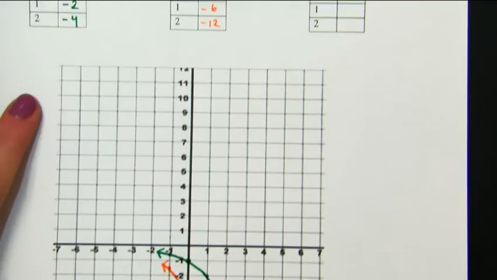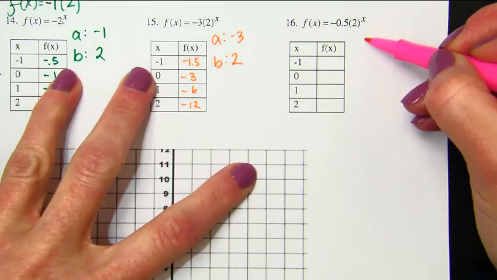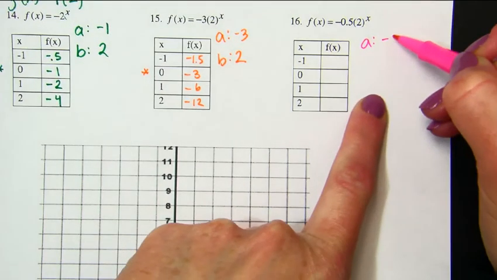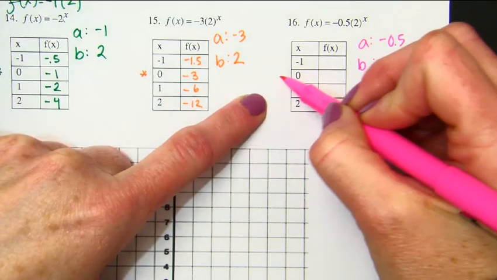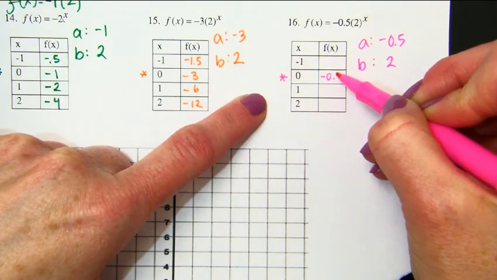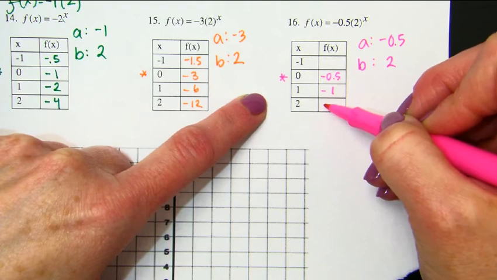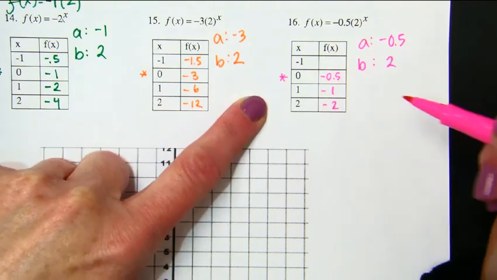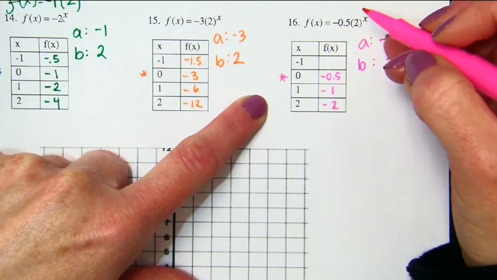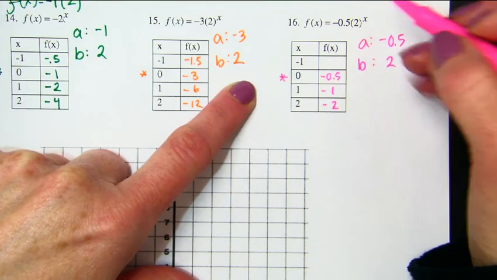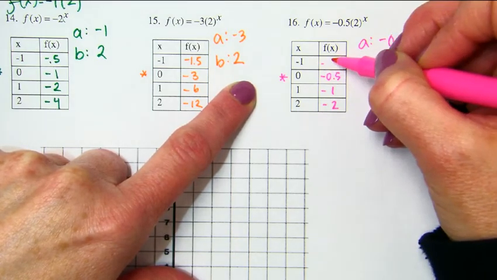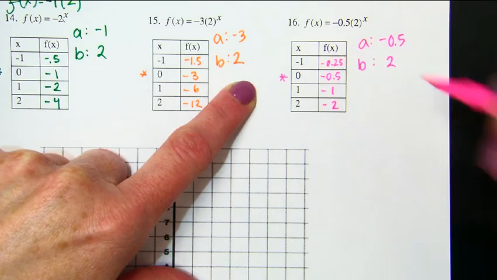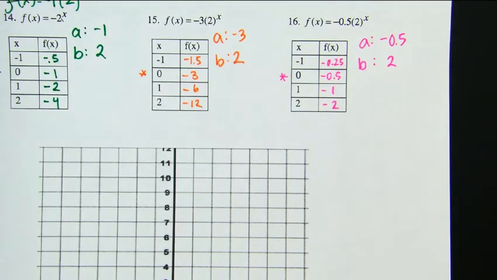And our last one, my a is negative 0.5, the b is still 2. So my y-intercept here is going to be negative 0.5, negative 1, negative 2, and we're going to back this up. And then graph it.